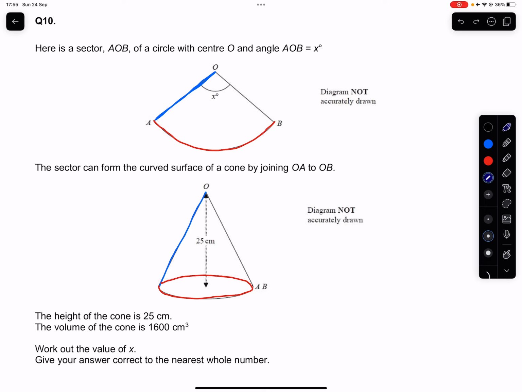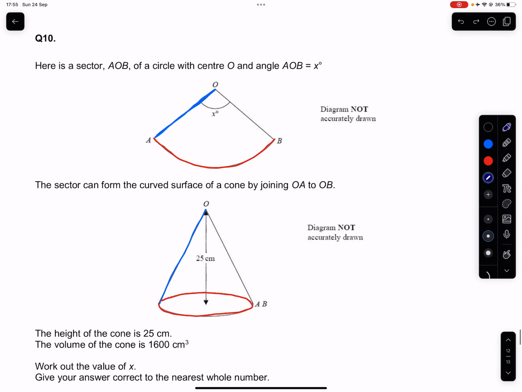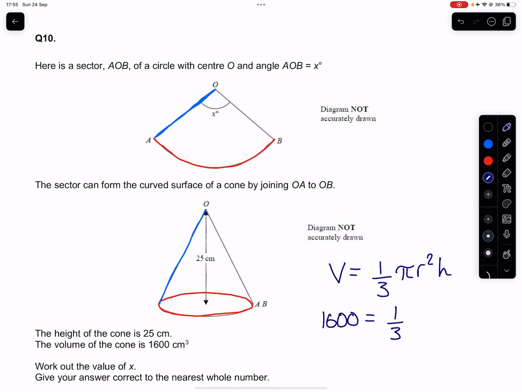So when we're asked to figure out this angle X, we have a lot of steps to take, as indicated by the fact that this question is out of 6 marks. First things first, we're going to use the volume of a cone formula because they've given us that piece of information. A third pi r squared h is the formula for the volume of a cone. Our volume is 1,600, our radius we do not know, and our height is 25.